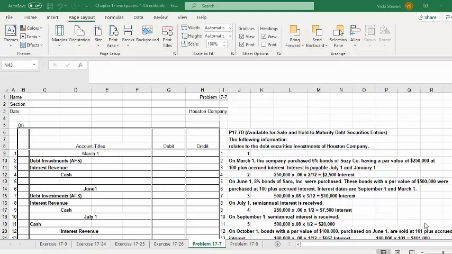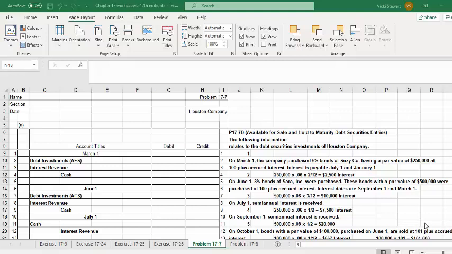This is a demonstration of problem 17-7B, available for sale and held to maturity debt securities entries. The following information relates to the debt securities investments of Houston Company.